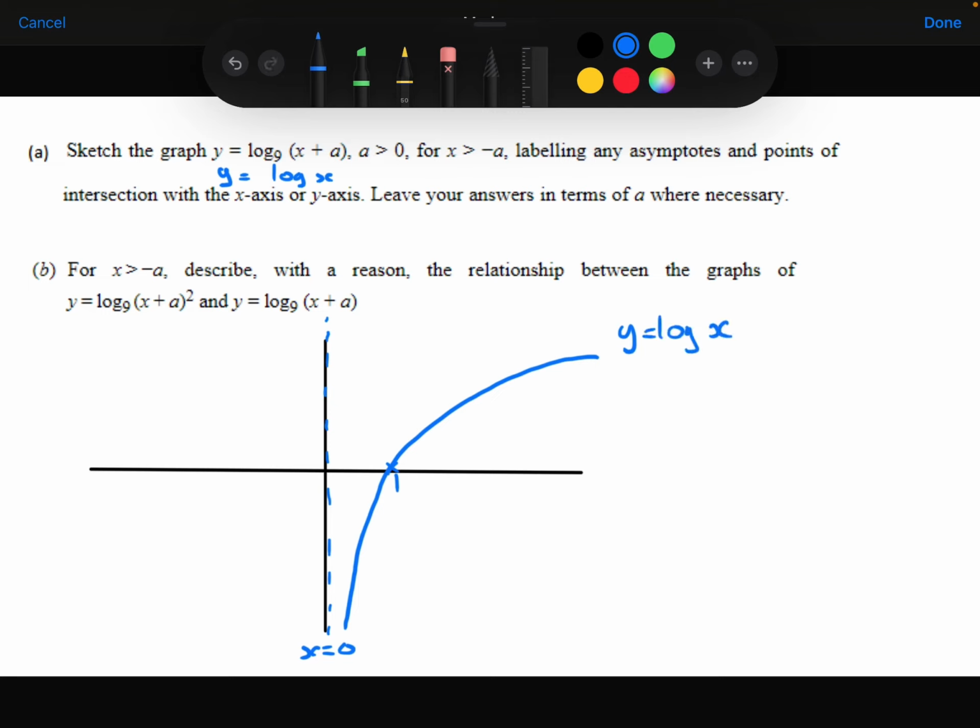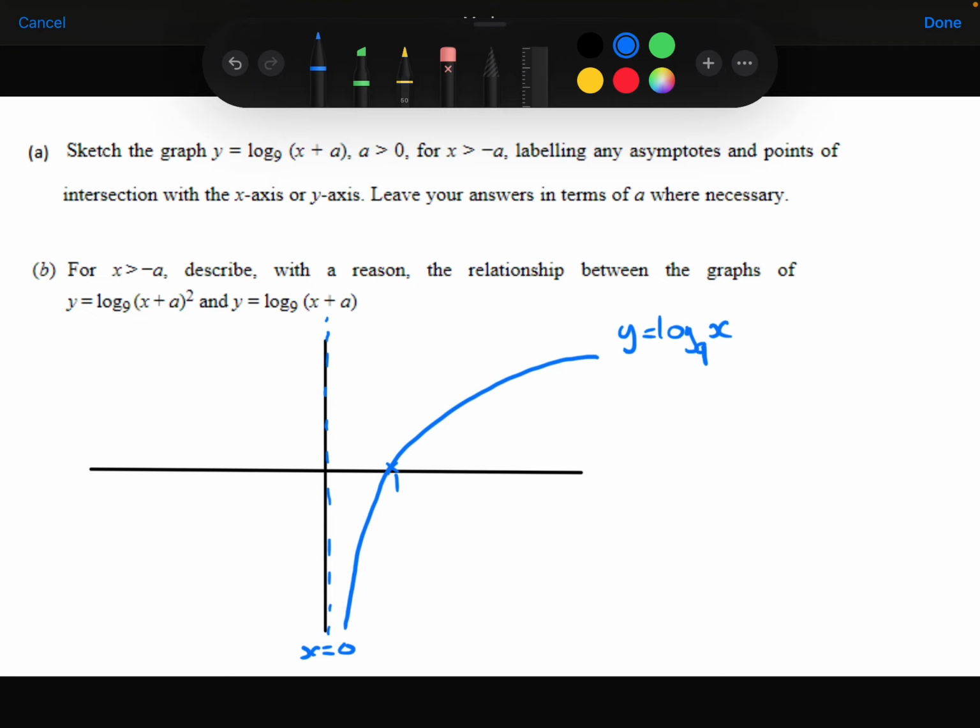Now, changing the base, obviously at the moment it's base 10, if I change that to be a base 9 instead, that's not going to change the overall shape, that's just going to change the steepness ever so slightly. So I'm not going to worry too much about changing my graph here because I've not put a scale on my y-axis. So the steepness is not indicated here, and I don't need it to be indicated.